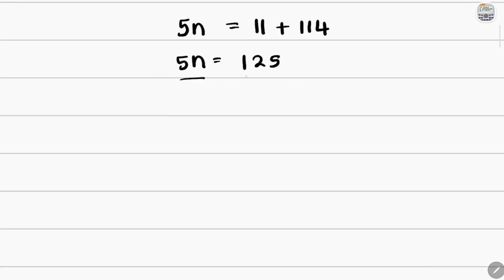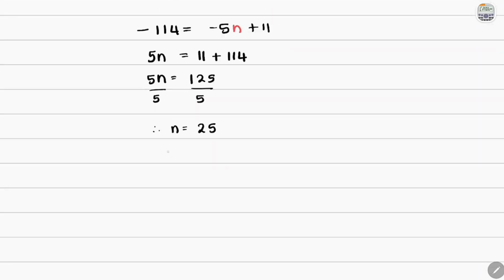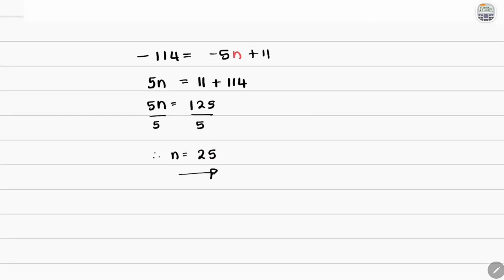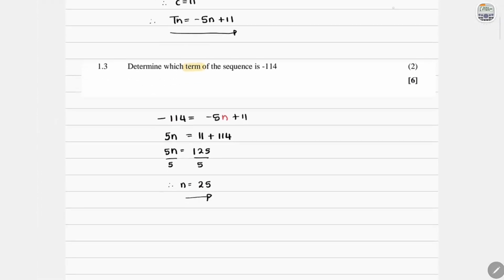Then divide both sides of the equation by 5 to get n alone. We can see that n is equal to 25. So this just means that term number 25 has a value of -114. And that is our answer. That is it for this question, and that is the last question for question 1.